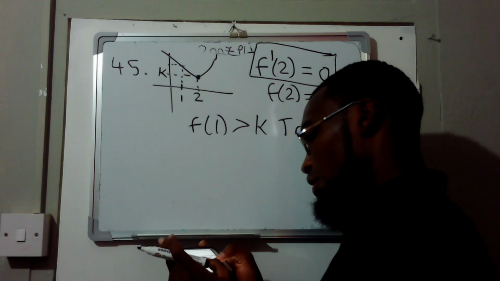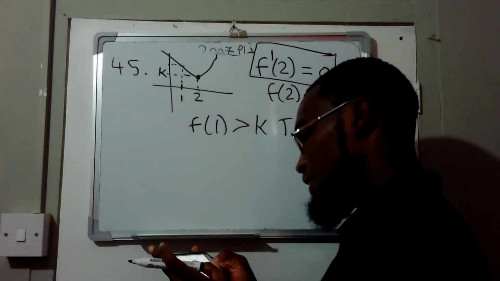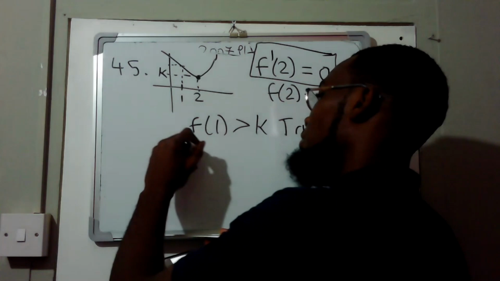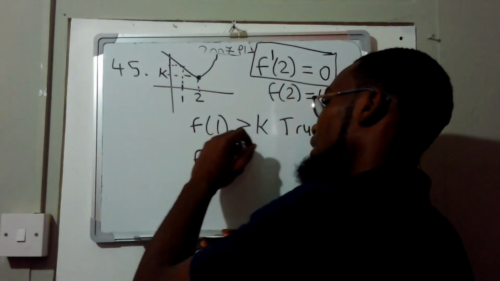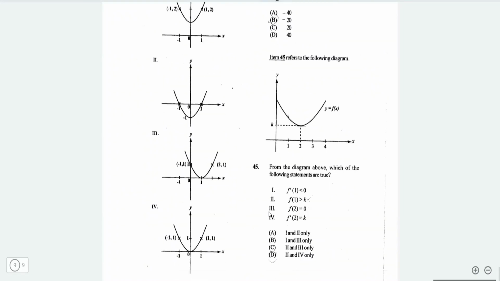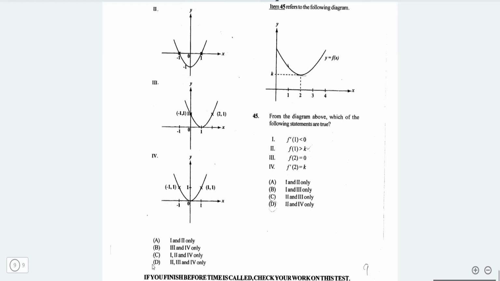Alright. Now let's see which other one is true. It says f prime of 1 is less than 0. That is true. Right here, the gradient is negative. So this is also true. So since 1 and 2 are true, that is option A. That's it. Easy.